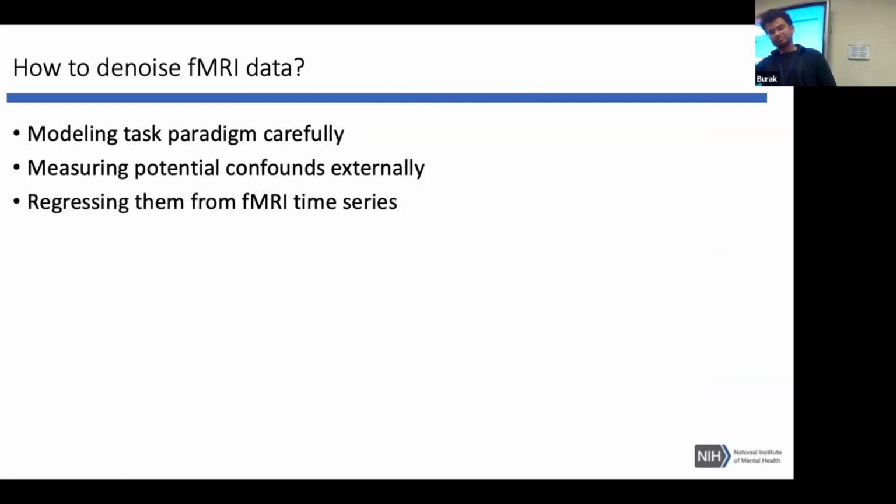So now comes the big question: how to denoise the fMRI data. We should model the task paradigm carefully. The potential thing is to model it such that it is not overlapping in time. Let's say if your task is slow, kind of in sync with the respiration, it's hard to disentangle, and also measure them. Many studies think they don't need to measure physiology. If they have a long enough paradigm, they can see the effect. And if you measure them, you can regress them out. That's a potential way.